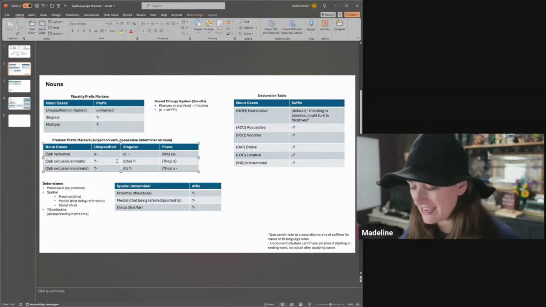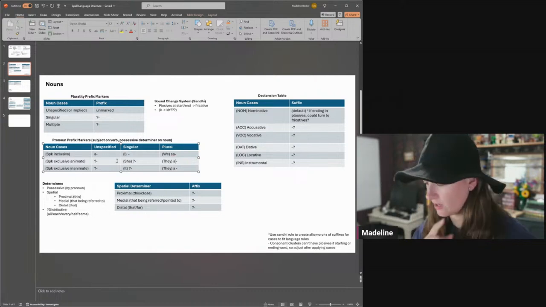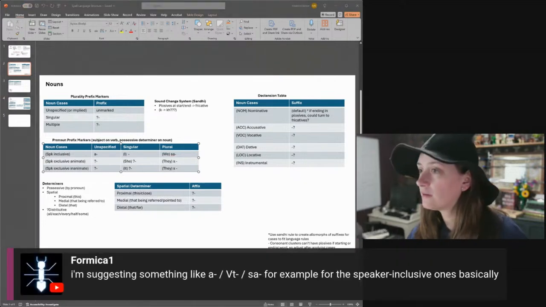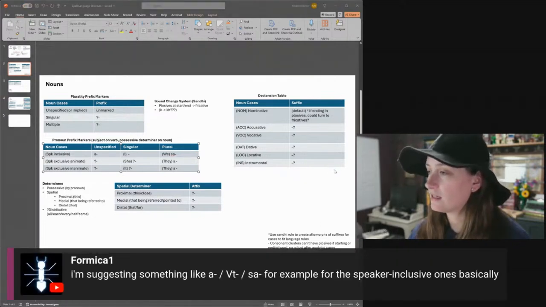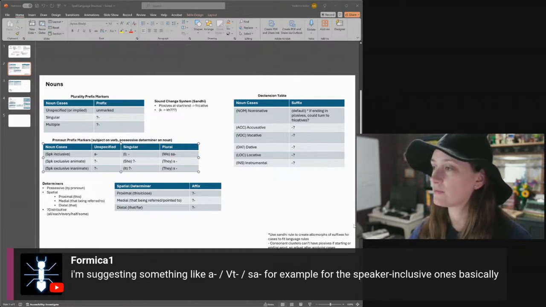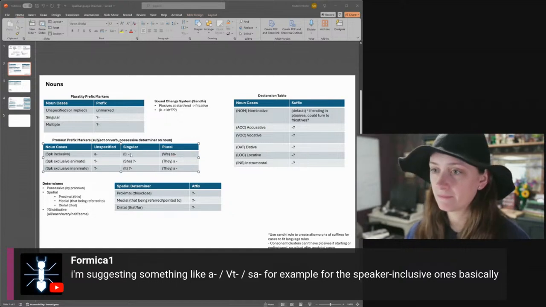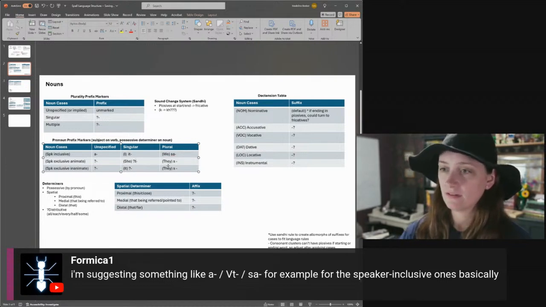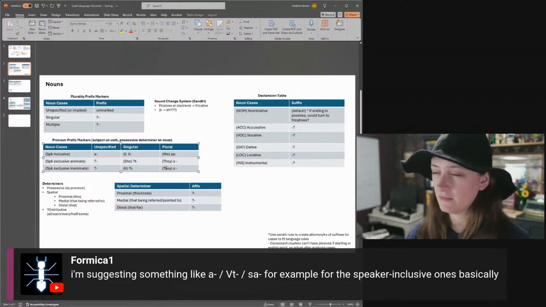But, oh wait, I don't have E's, I think. I think E is the vowel we cut. Let's see. Yes, no E. A and I are the most common. Some O and U. I'm suggesting something like A, E-T, S-A, for example, for the speaker inclusive ones, basically. Oh, I see. So it could be, like, IT, potentially. And then it just moves where that is, like something like that. And then these would all have something T, maybe? That sort of vibe.